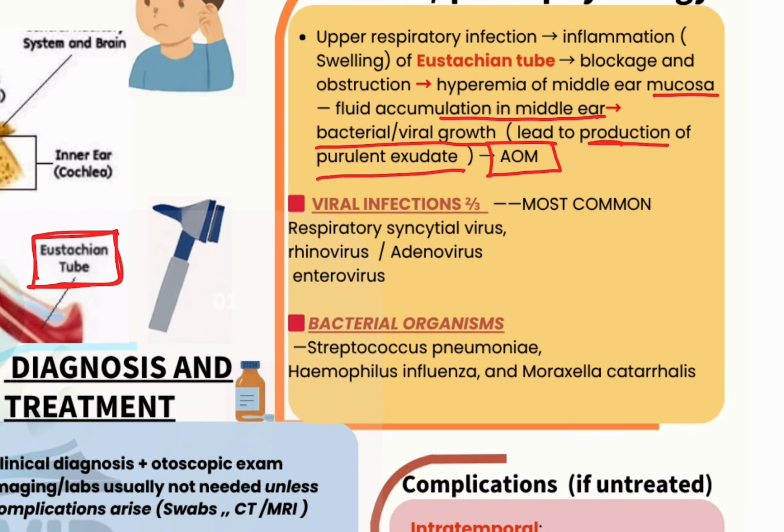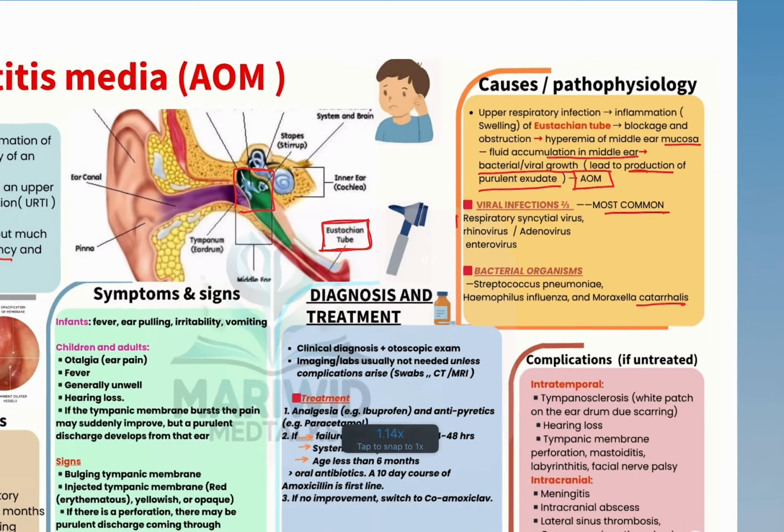We can divide the causes into viral infection, which is the most commonly encountered, with organisms such as respiratory syncytial virus, rhinovirus, adenovirus, and enterovirus. Bacterial causes are Streptococcus pneumoniae, Haemophilus influenzae, and Moraxella catarrhalis.